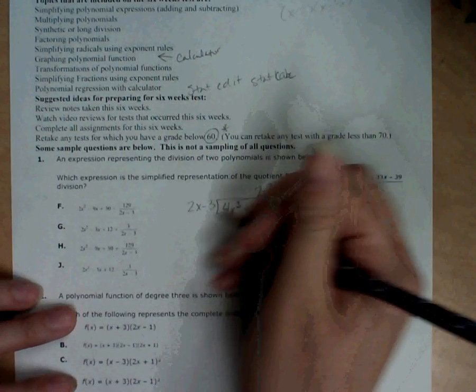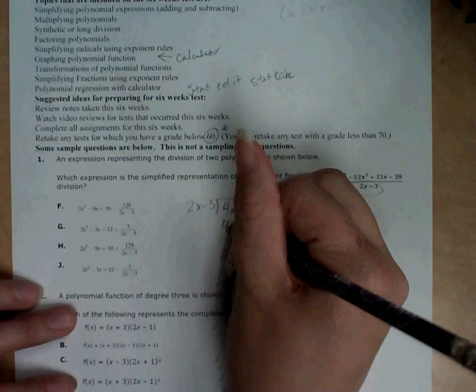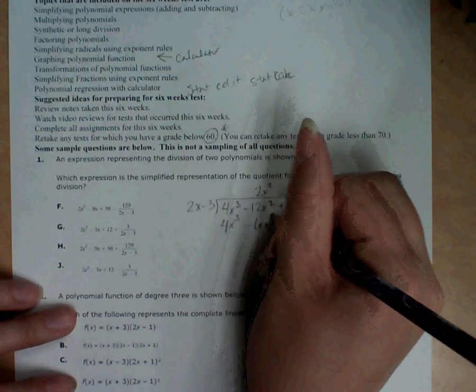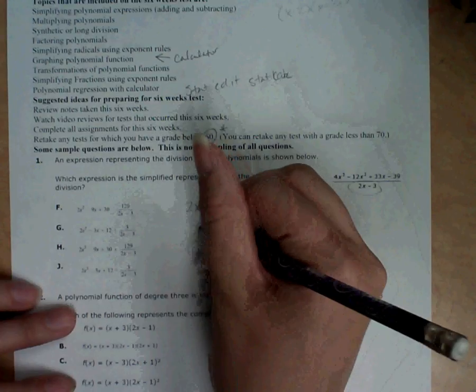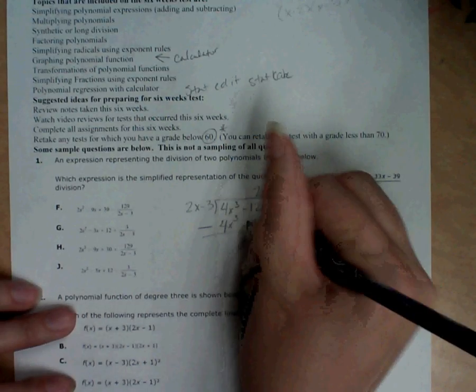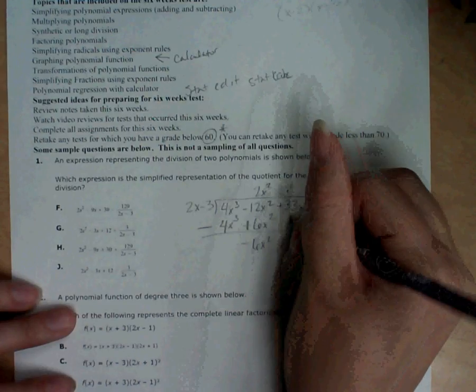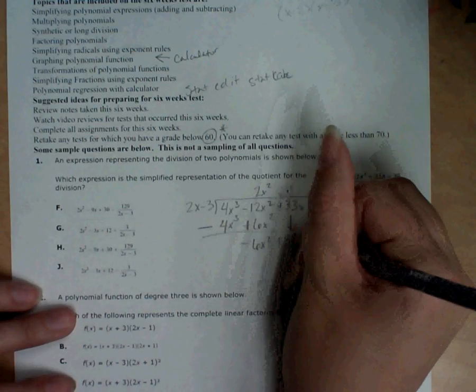So 2x squared times 2x is 4x cubed. 2x squared times negative 3 is a negative 6x squared. Then remember, at this point you are subtracting, so you can change your two signs, combine these down, so you'll have negative 6x squared, and then you're bringing down your next number, so plus 33x.